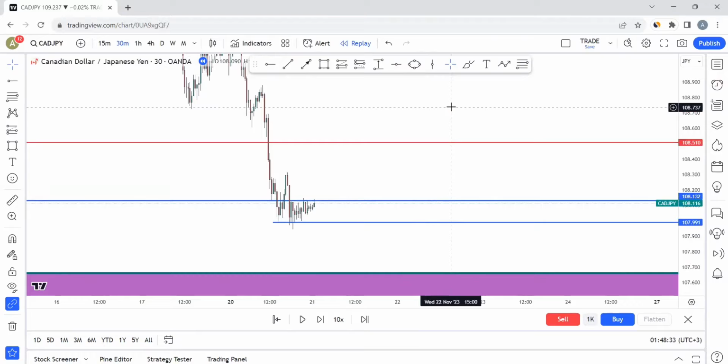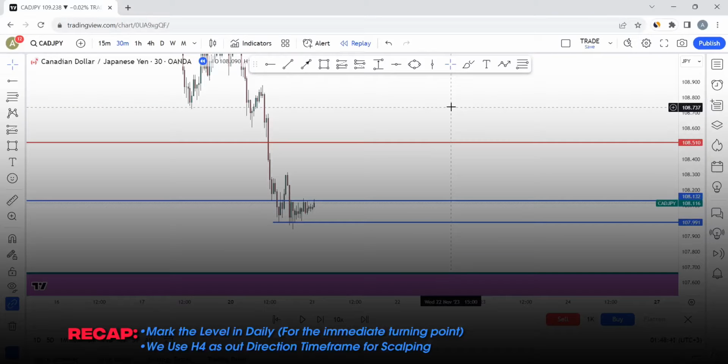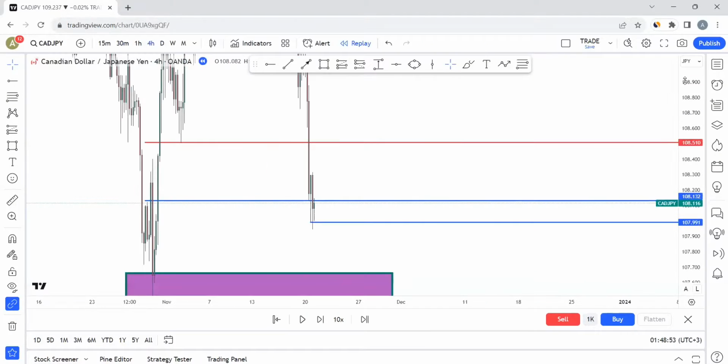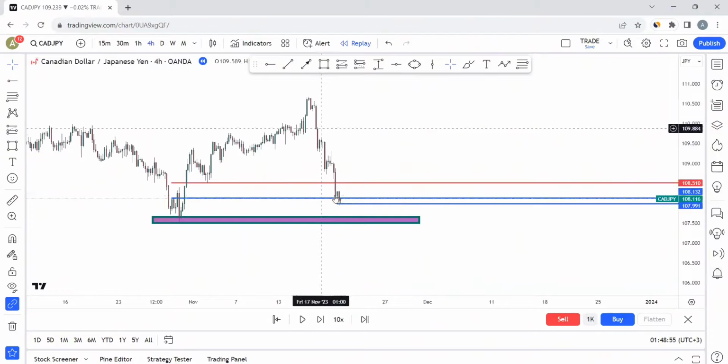Let me just do a recap, a reminder for those who have just been skipping the video, which I don't advise. In case you've skipped up to this point: one, mark the level in daily. Now, daily, we're not using it for anything, just marking it for the immediate turning point. Then when you go to H4, we're looking for the direction. How is the price moving? If the market is moving down, for example, if you look at H4 here, clearly this market is moving down, meaning that we want it to first hit this turning point down here, then we can come to this turning point up. Are you getting it?